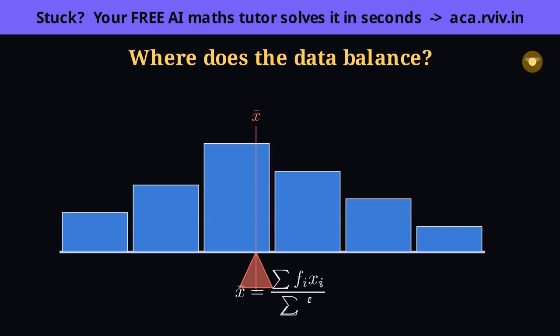Read it as a weighted average. Every class gets a vote. But a class that occurs 8 times pulls 8 times as hard as a class that occurs once. That weighting is the whole idea of the mean, nothing more.